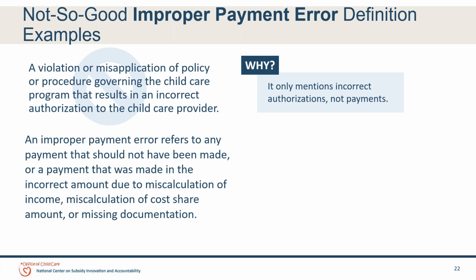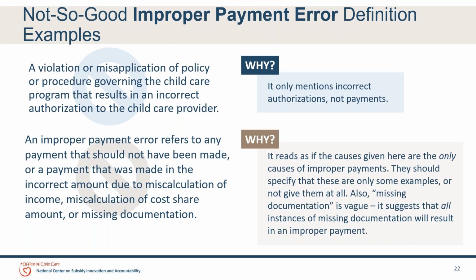Next, we have an improper payment error refers to any payment that should not have been made or a payment that was made in the incorrect amount due to miscalculation of income, miscalculation of cost share amount, or missing documentation. In this definition, the lead agency gave examples of what would cause the improper payment, and that's fine to do. However, it reads as if those are the only things that would lead to an improper payment. So if you do choose to give examples of error causes in your definition, just be clear that they're just examples and not an exhaustive list. So you might say something like, due to reasons included but not limited to miscalculation of income, miscalculation of cost share, etc.